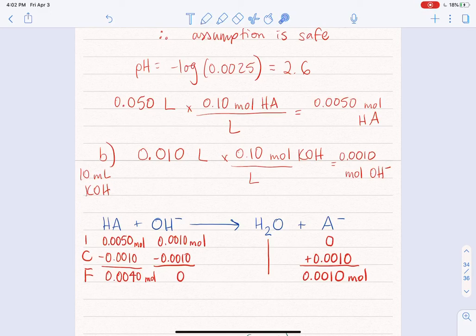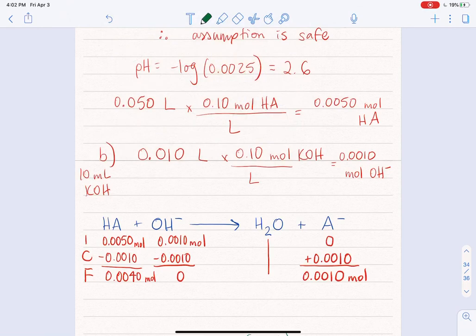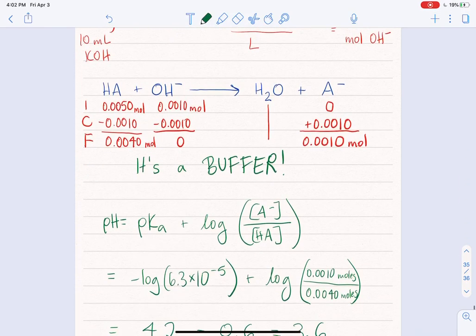What kind of solution is this now? Remember, this is a weak acid and its conjugate base. I hope that looks familiar because whenever we have a weak acid and its conjugate base, that is a special type of solution. It's a buffer. And of course, we know how to calculate the pH of a buffer.